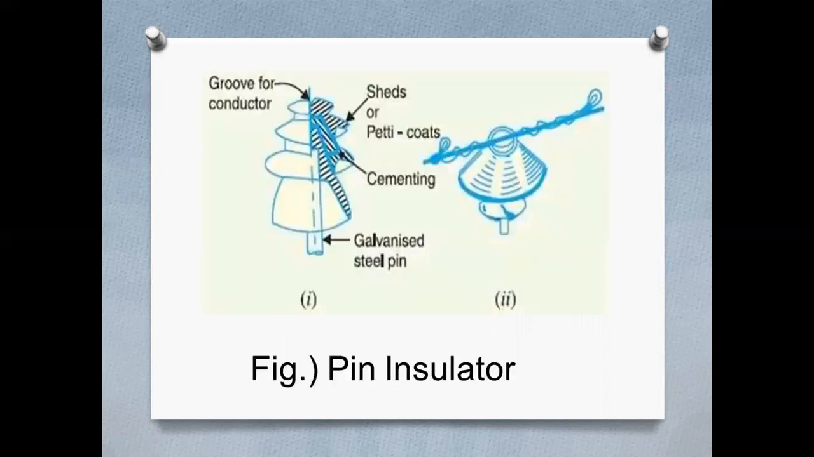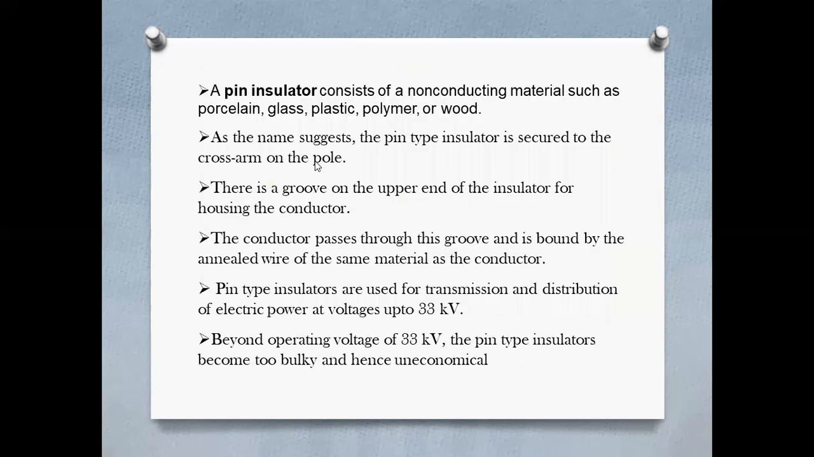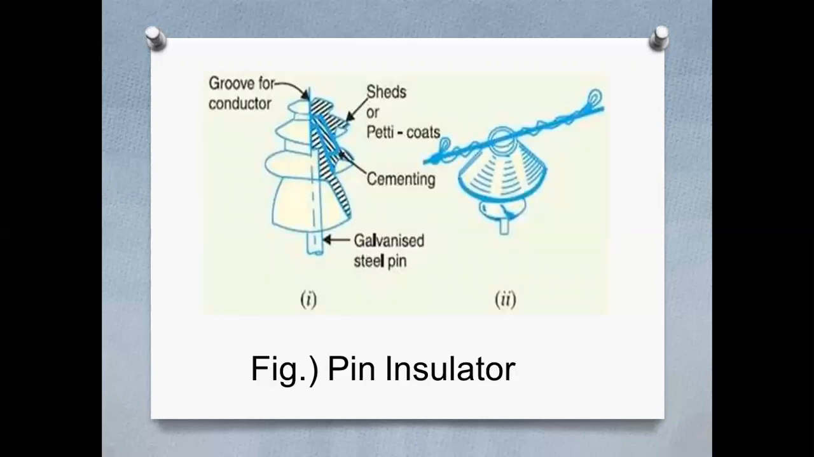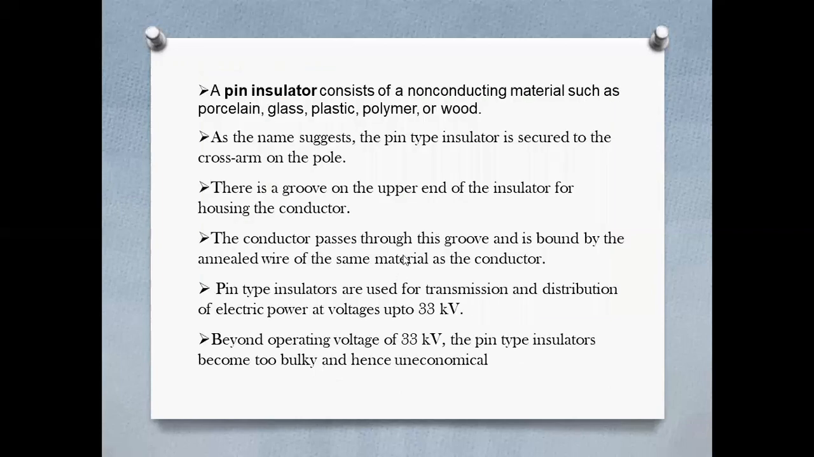See, this is the pin insulator, and it is pinned to the cross arm of the pole, and there is a groove on the upper end of the insulator for housing the conductor. See, this is the groove for the conductor. We should enclose or house the conductor. The conductor passes through this groove and is bound by the annealed wire of the same material as the conductor.